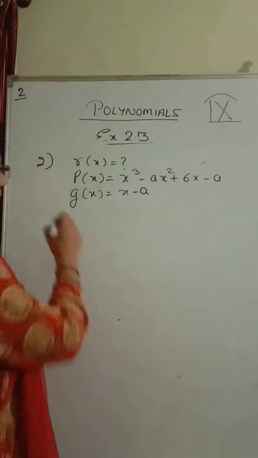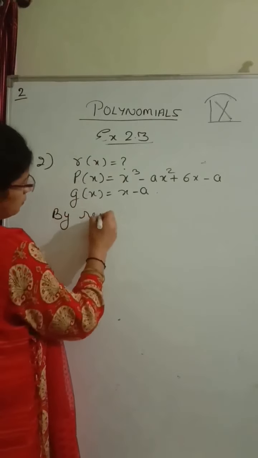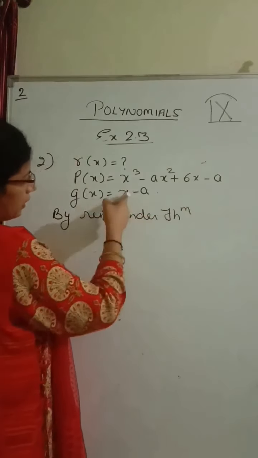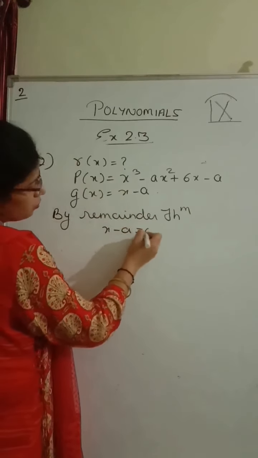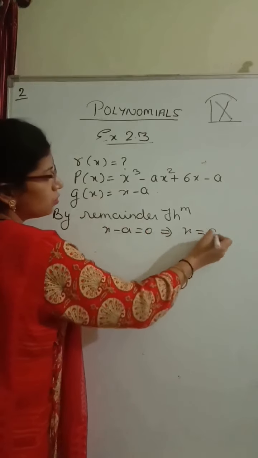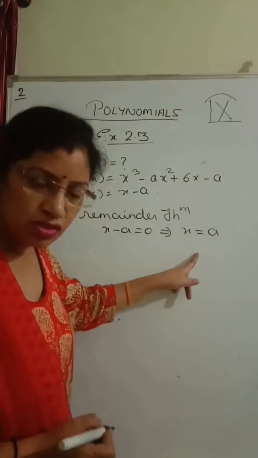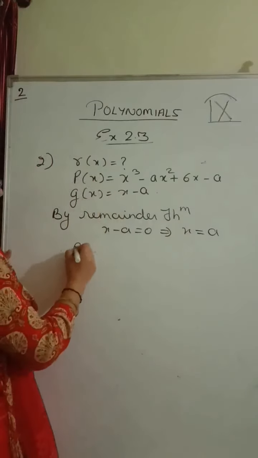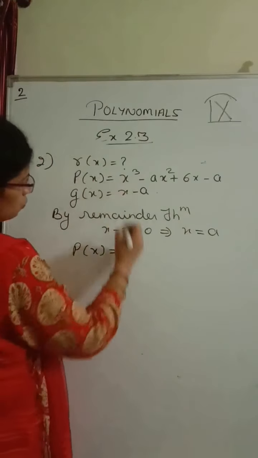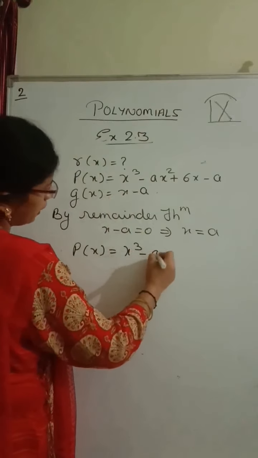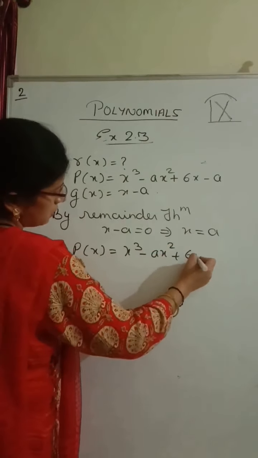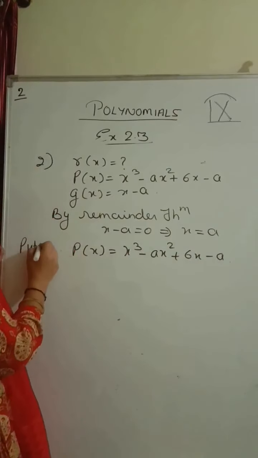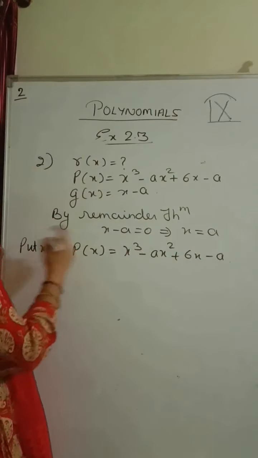By remainder theorem, x minus a is equal to 0, which shows x is equal to a. तो इसका मतलब जो x is equals to a यहाँ रखेंगे तो जो भी आएगा वो रिमाइंडर होगा. So p of x is equal to this polynomial, x cube minus ax square plus 6x minus a. I'm writing here, put x is equal to a in polynomial of x.